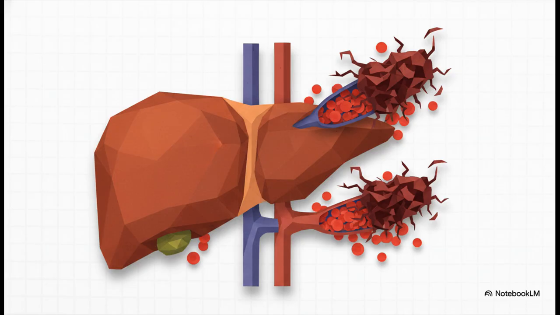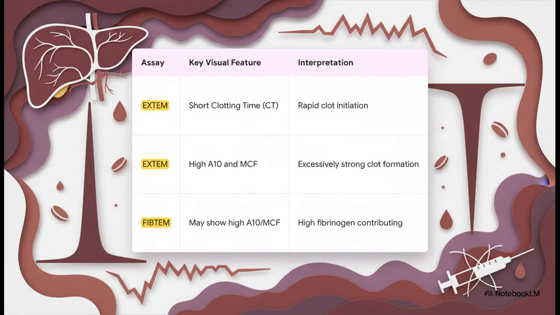Okay, so now let's flip the coin and talk about the opposite and equally dangerous condition, hypercoagulation. This is a state of excessive, super fast clot formation that puts the patient at an extremely high risk for things like portal vein thrombosis, hepatic artery thrombosis, or even a clot forming right in the heart.